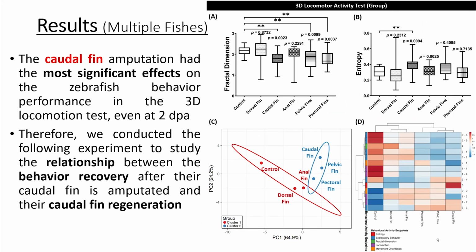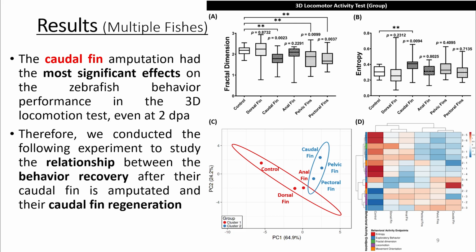In terms of the results from FD and entropy analyses, a statistical decrement was shown in the FD between control and several amputated groups, including caudal, pelvic, and pectoral fins in the grouped zebrafish test, while this phenomenon was not displayed in the individual test. Meanwhile, only the caudal fin amputated group showed a statistically higher level of entropy than the control group, demonstrating the effect of this fin amputation on the zebrafish response.